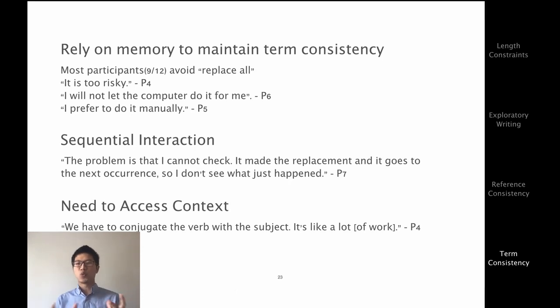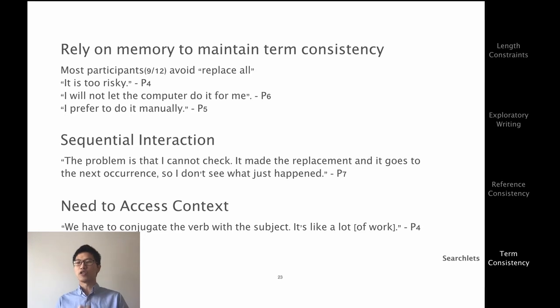So P4 is working on a French document, and in the French language, if you change a noun with a different gender, you also need to change a verb, an article, and so on. In the previous example we showed on the left side, even though you show the context, the context is not interactive and extendable.